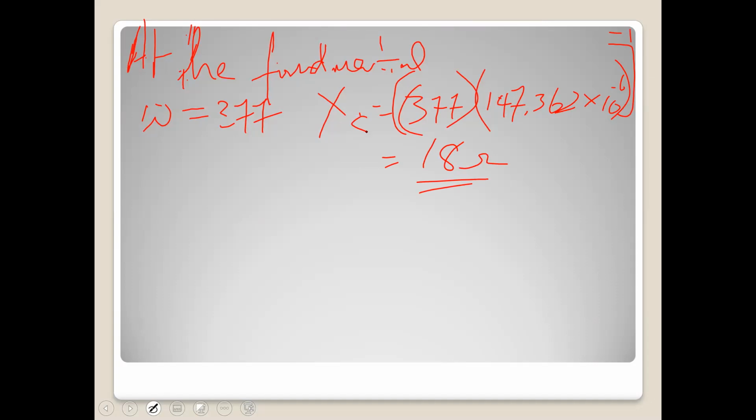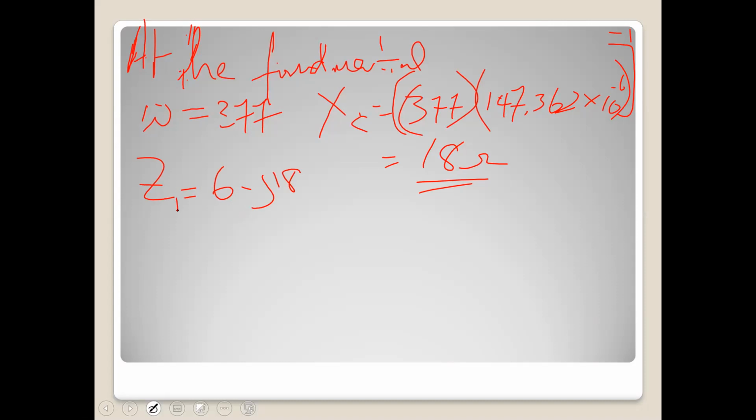Now, the beautiful thing about it is that because I know what harmonics are there, the others will be quite easy to calculate. So Z is therefore equal to 6 minus j18. That's Z1, because we're dealing with the fundamental.